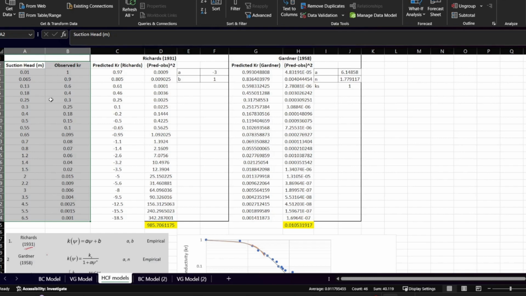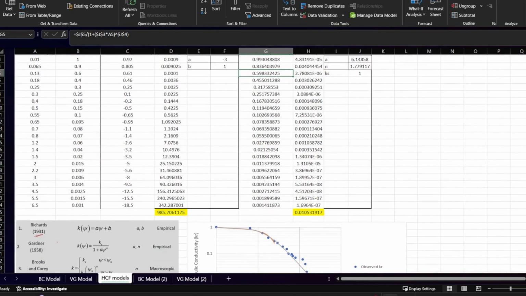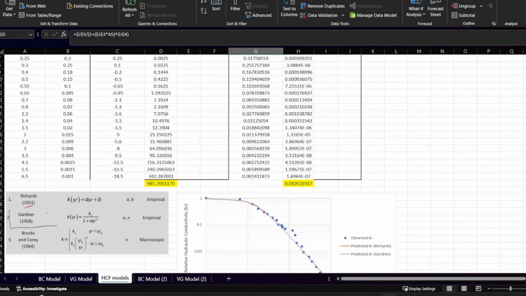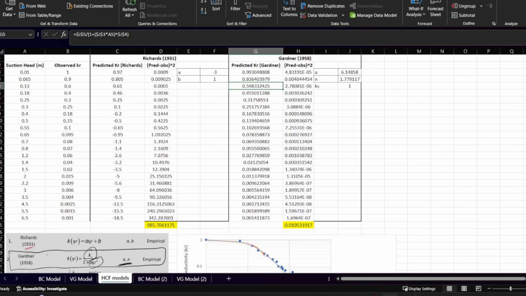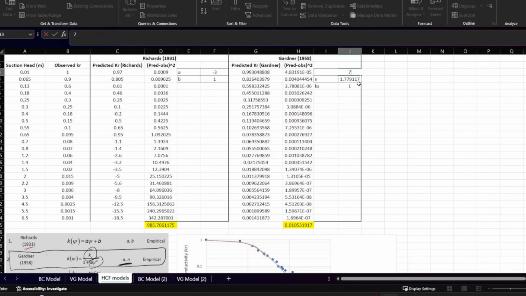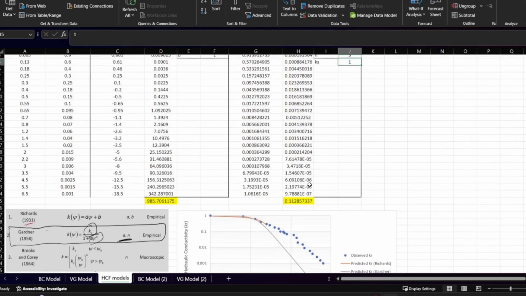Now to predict it, let's say we are using the Gardner equation. This is the Gardner equation, which gives the hydraulic conductivity equal to the saturated hydraulic conductivity upon 1 plus a psi to the power n. These are the two parameters we need to determine. Here I have written the value of a as something like 6, or you can write 7, and the value of n, let's say, 3.